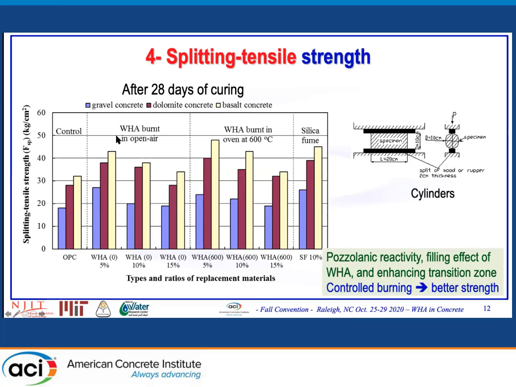So this is the splitting tensile strength test made on cylinders, the Brazilian test. And again, it shows that the water-hyacinth concrete has a better performance compared to the references. And again, this is contributed to the pozzolanic activity of this ash, and also the filling effect of the water-hyacinth ash too, and the good adherence between the cement paste and the aggregates. So these three factors contributed to the enhanced splitting tensile strength.